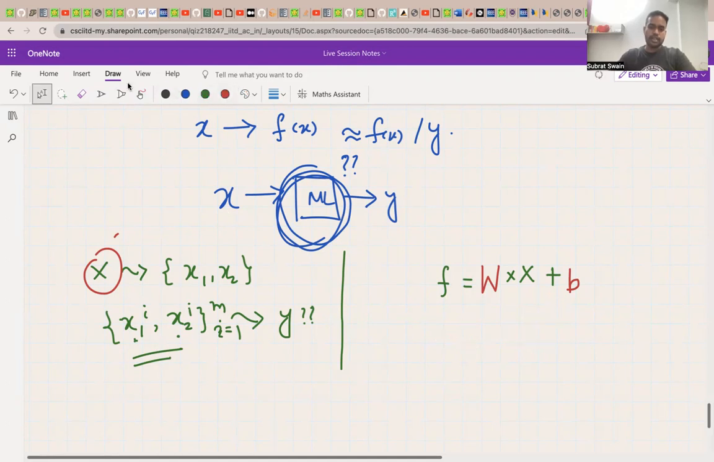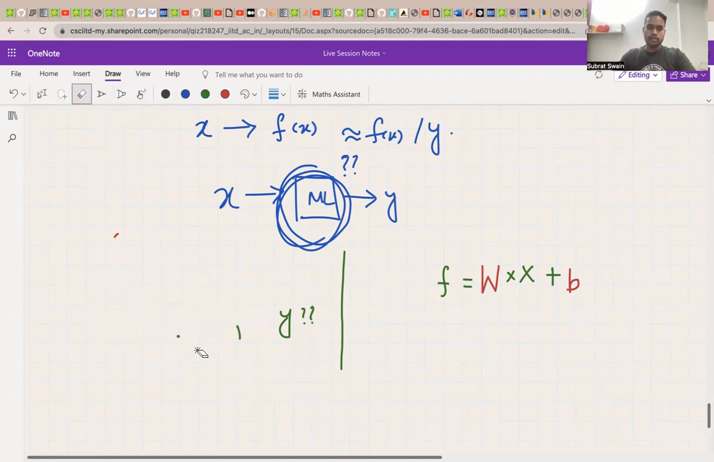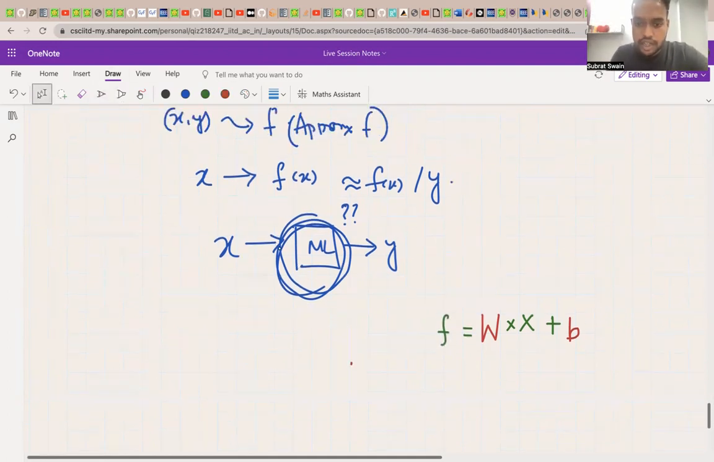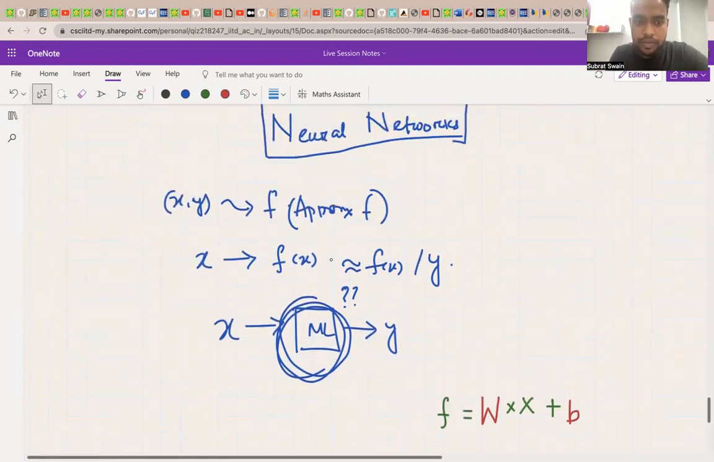So let's start with a simpler one. Let's say you have only one x. Should I see w as slope and b as intercept? Yes, you can see that. You can frame it in that way.